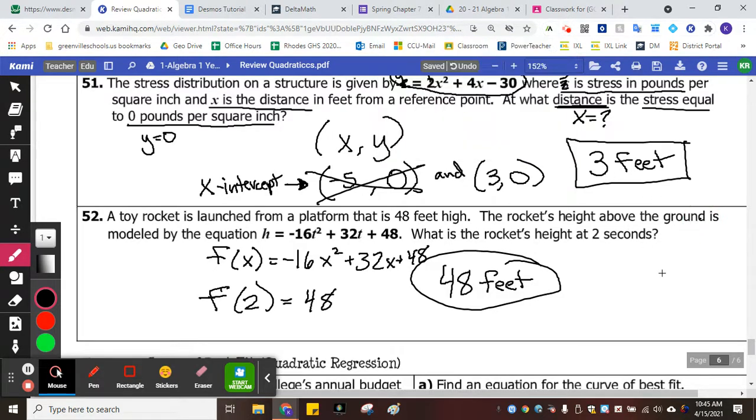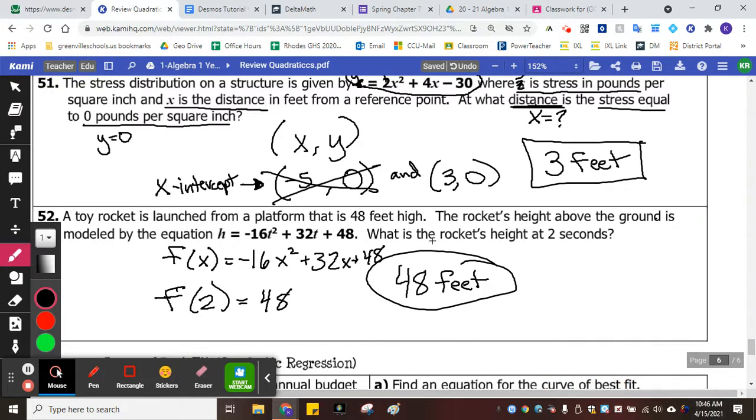Oh, before I stop this video, that's one question at the height. I also want you to remember if it says, when does it hit the ground? Those are your roots, your zeros, your x-intercepts. You're looking for your x-intercept.